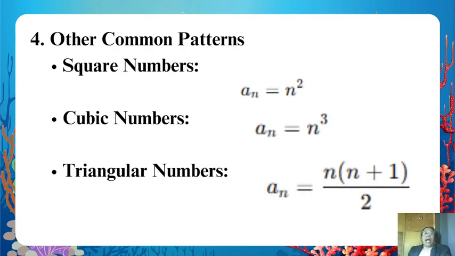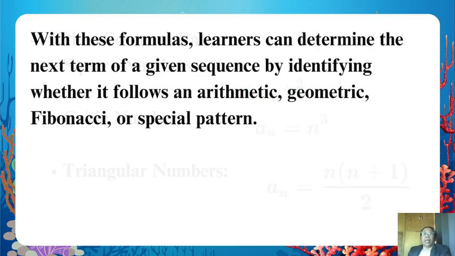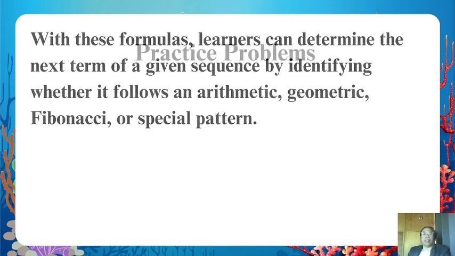Number 4, other common patterns, square numbers. An is equal to n squared. Cubic numbers, an is equal to n cubed. Triangular numbers, an is equal to n times n plus 1 over 2. And then with these formulas, learners can determine the next term of a given sequence by identifying whether it follows an arithmetic, geometric, Fibonacci, or special pattern.